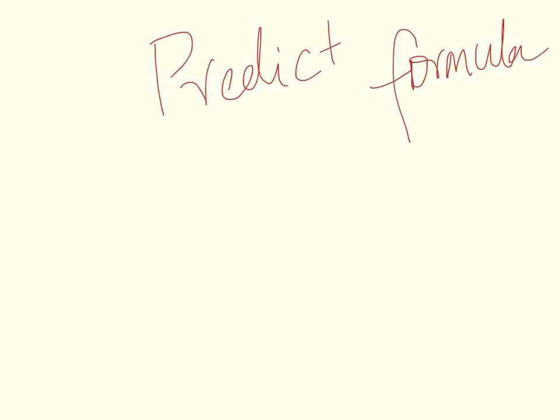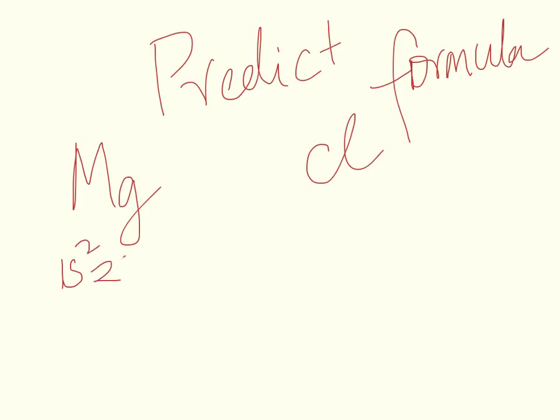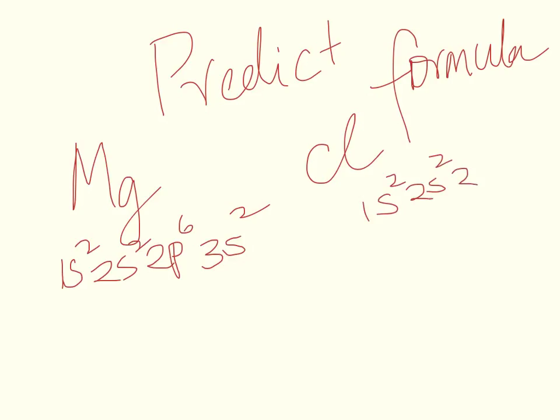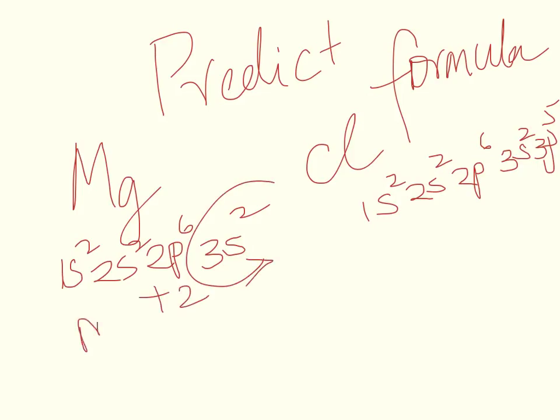So what is the formula of an ionic compound formed between, say, magnesium and chlorine? Magnesium is 1s2, 2s2, 2p6, 3s2, right? Chlorine is 1s2, 2s2, 2p6, 3s2, 3p5, right? So magnesium forms a +2 ion and chlorine forms a -1 ion, right?